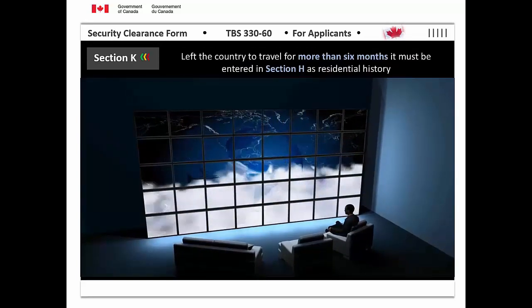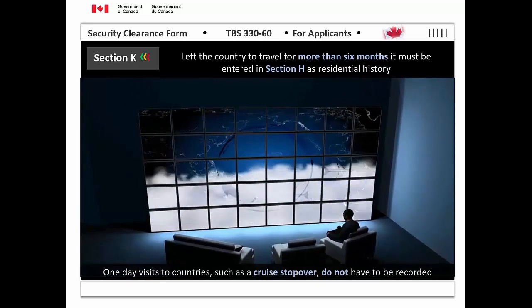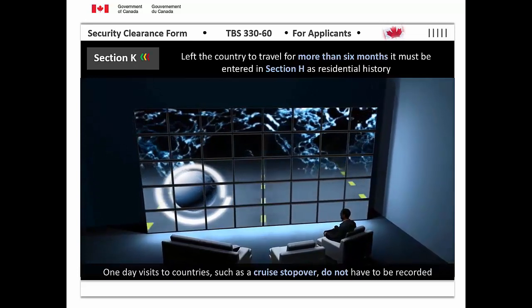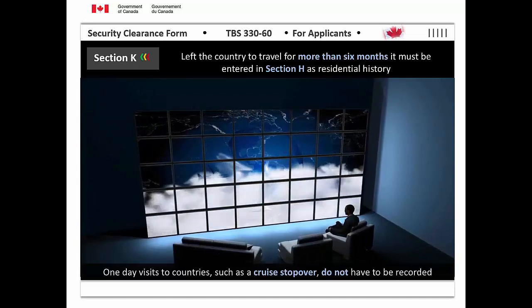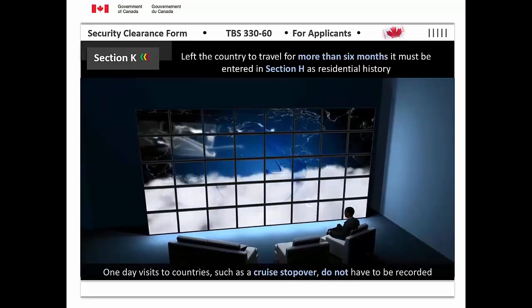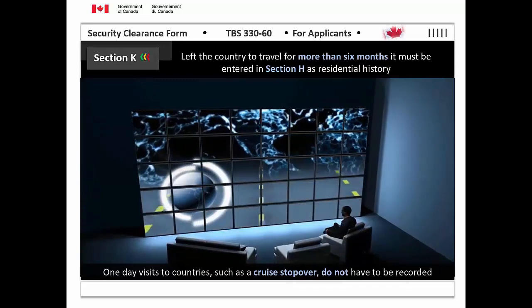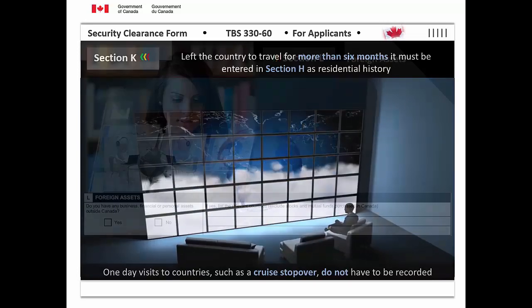If you have left the country to travel for more than 6 months, it must be entered in Section H as residential history, and not under Section K as travel. One-day visits to countries, such as a cruise stopover, do not have to be recorded. A contractor on Canadian government business is not required to record details of their travel in this section.